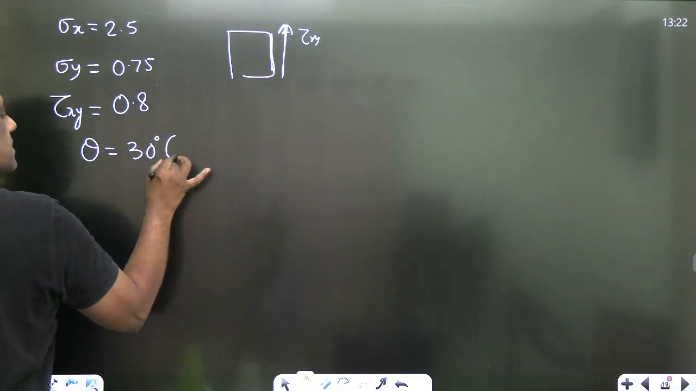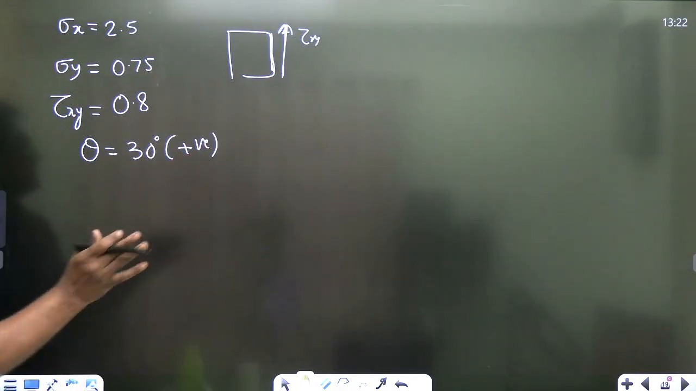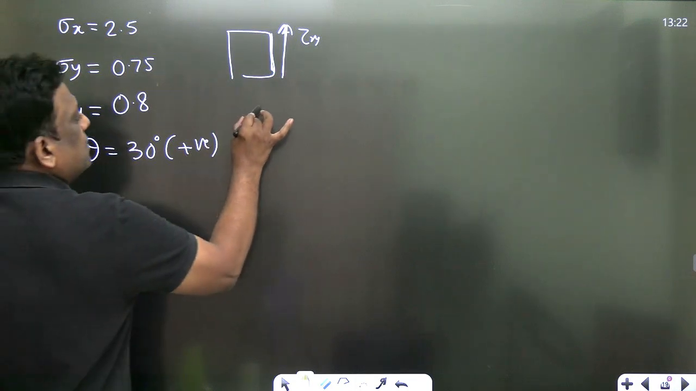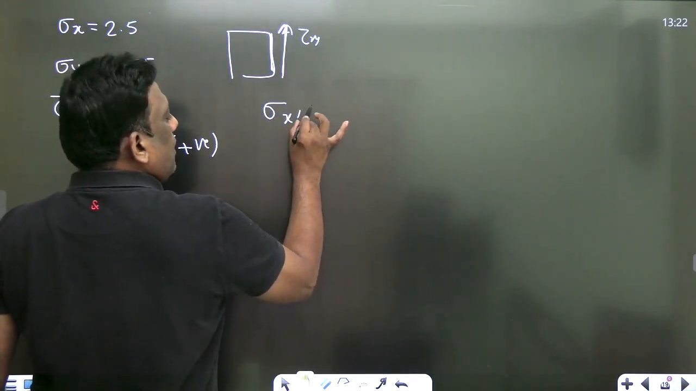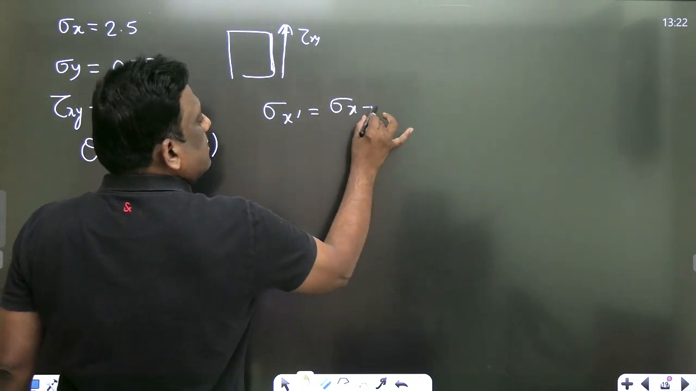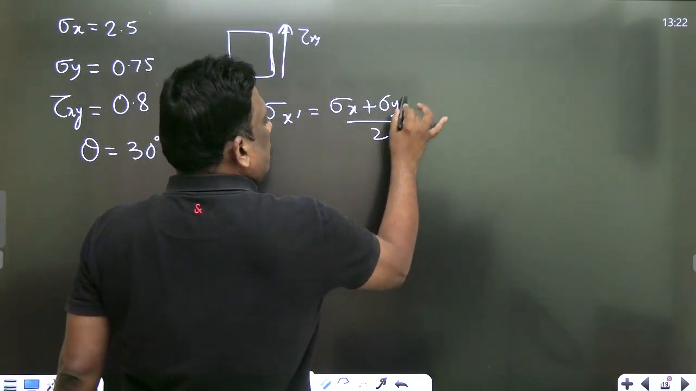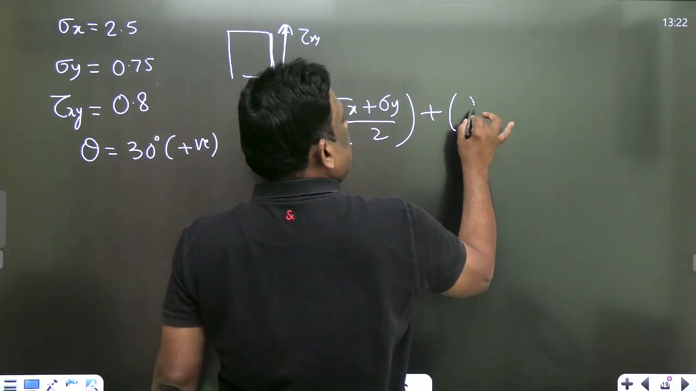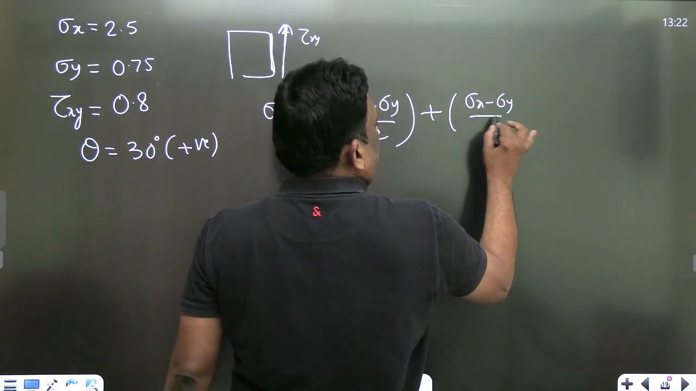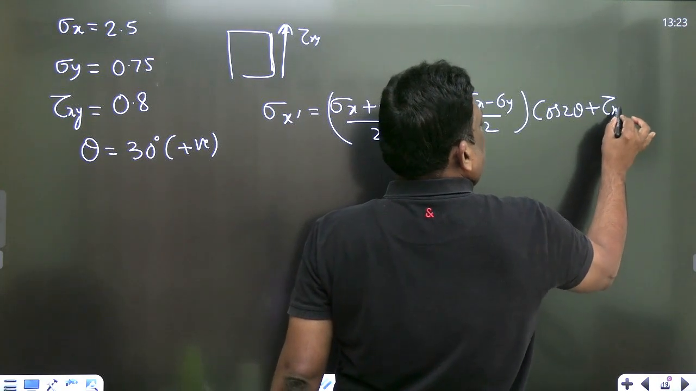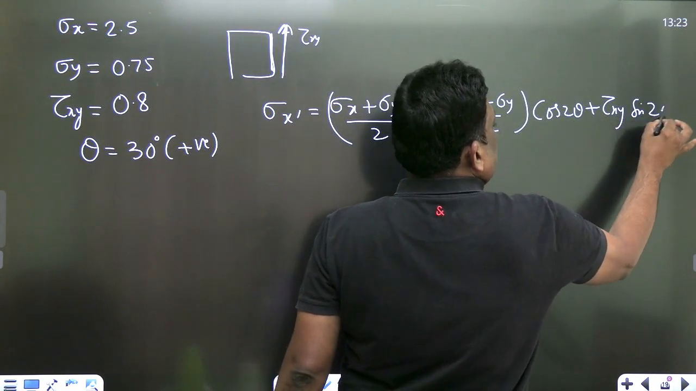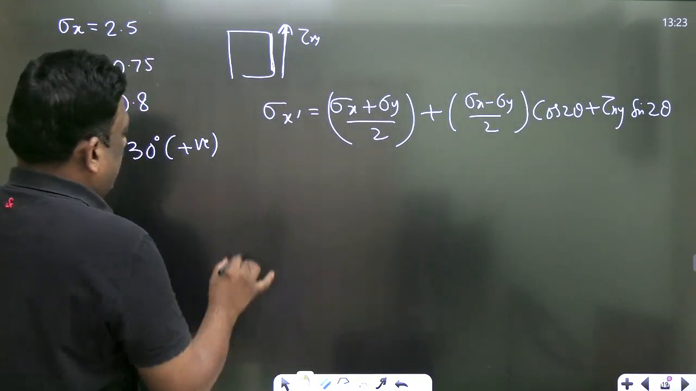I want, but this will be positive. Why positive, sirs? Because it is anti-clockwise. So what is the equation for normal stress on any plane? My equation is sigma x plus sigma y by 2 plus sigma x minus sigma y by 2 cos 2 theta plus tau xy sin 2 theta. This is the equation. So let us substitute, sirs.